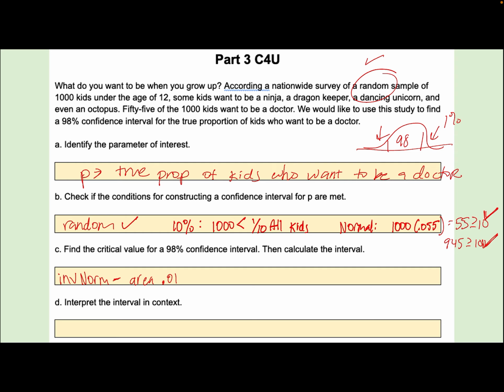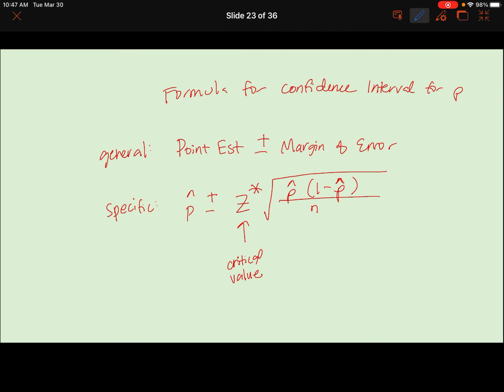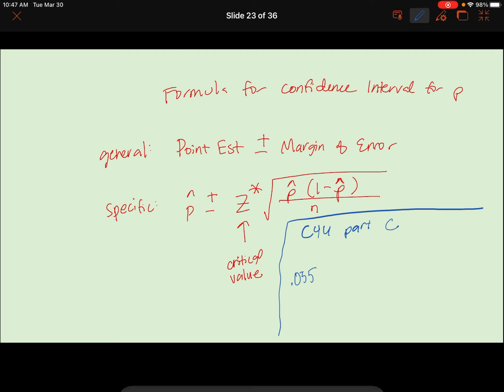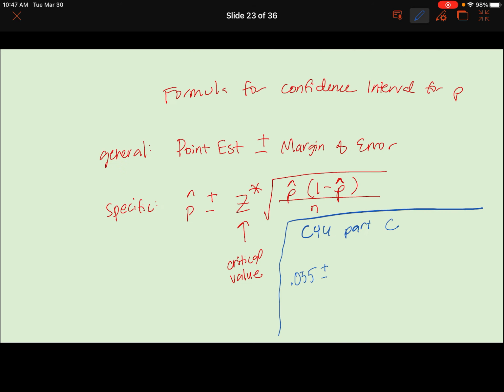Okay, but now I have to plug this into that big old equation. I'm actually going to do it over here just so that we can look at it and also have more space. So this is check for understanding part C. All right, so first of all, we're going to take our point estimate. That in this problem is 0.055. 5.5% of kids want to be a doctor. Okay, and then I'm going to add and subtract my critical value. Oh no, I didn't actually find it yet. It should be 2.33 if you do the inverse normal.